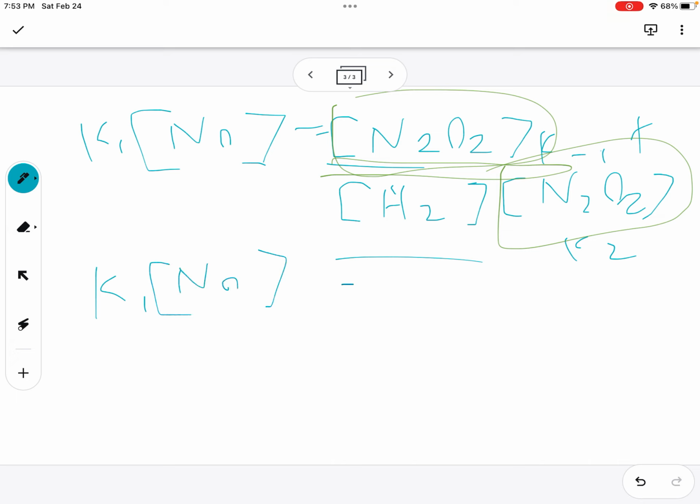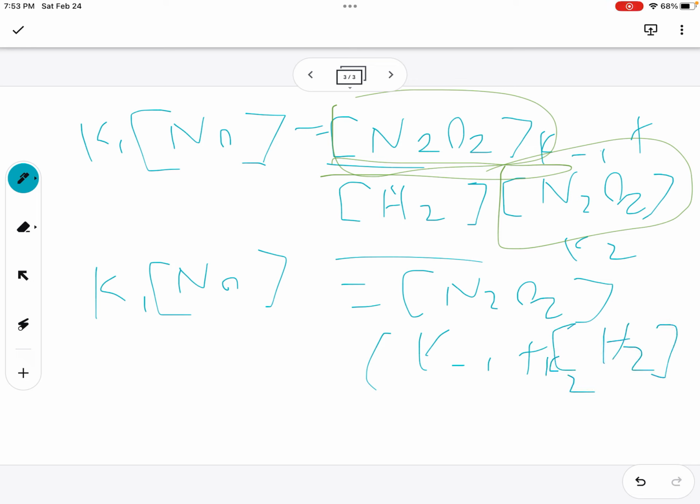So K1 NO is equal to N2O2 times, well, what do we have left? We have a K minus 1, and we have an H2, K2. Okay, I'm going to give you some more color, actually. Let's go K1, K minus 1, K2.